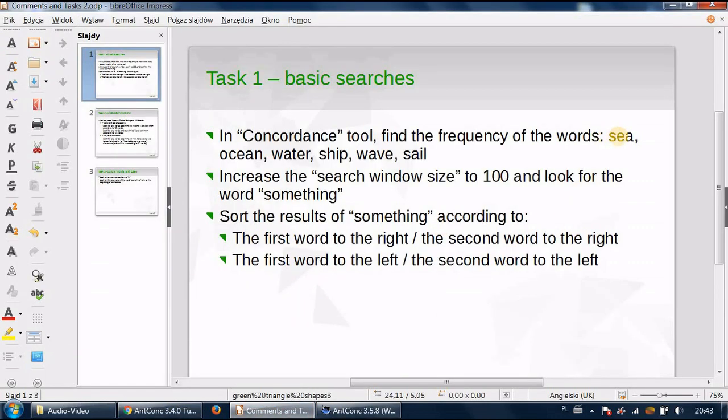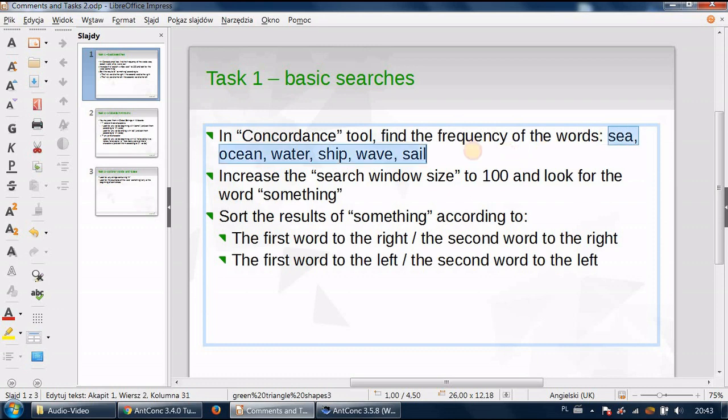words. Now, Heart of Darkness is a novel about sea and things connected with the sea, so let's try to figure out which one of these words could be the most frequent one. So please stop this video now and look for these words and find the most frequent among them.